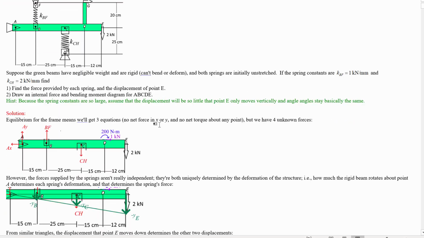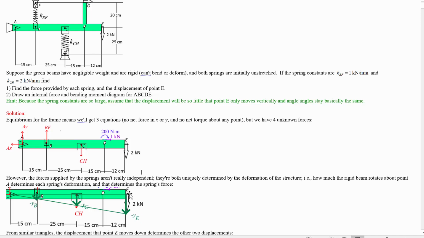So let's see, what exactly is that geometry? If you say that the springs are so strong that this is going to move a very small distance in the vertical direction, let's exaggerate that. Let's draw it as if it moves a lot just so we can see what the angles are here. Then you can see how much point E moves down, which we'll call negative YE. This is like the final coordinate of point E.